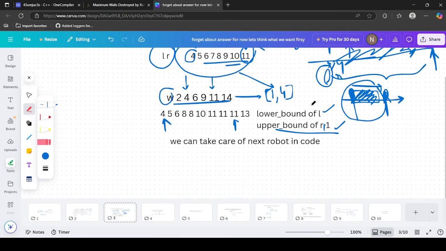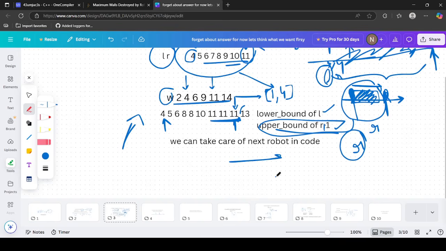Why are we using upper bound of R plus 1, not only upper bound, not lower bound of R? Because there may be many walls. So for a safe case, we can do upper bound of R plus 1, and for example this is the upper bound of R plus 1. This means that all these are surely less than or equal to 11. Maybe walls are unique, but if the walls are not unique, then we can use upper bound of R plus 1 and subtract 1, so that till the before index we get all the indices covered.